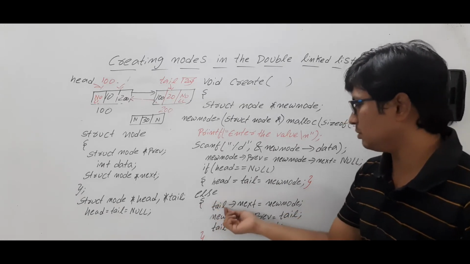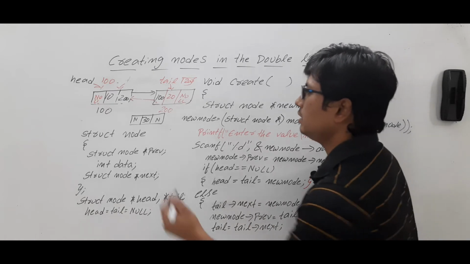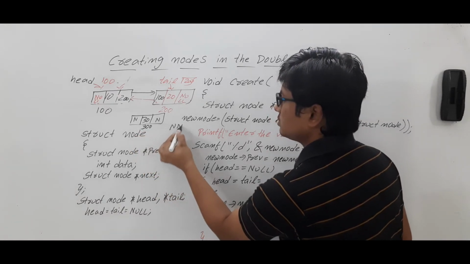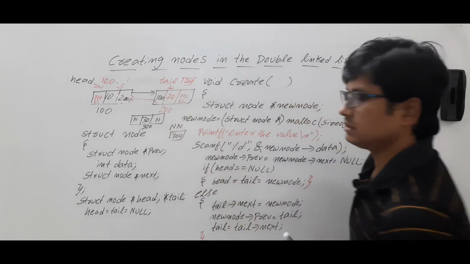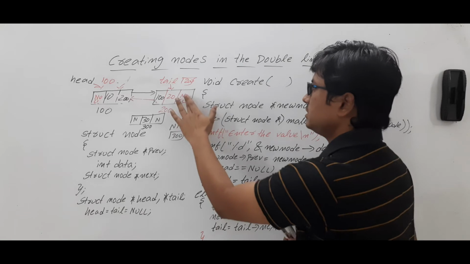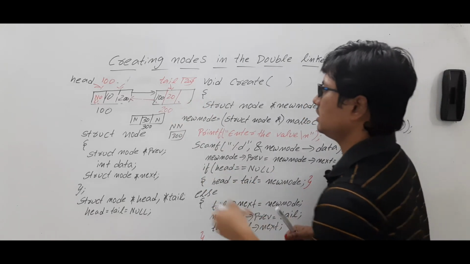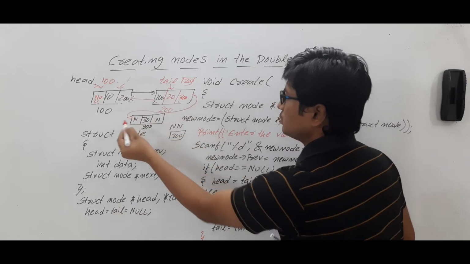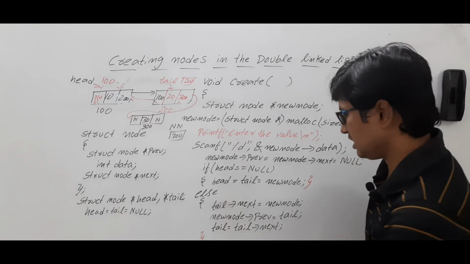Look at the statements we have written. Tail of next is equal to new node. This node's address is 300. So new node contains 300. So tail of next, in place of this null, we are writing new node, which is 300. So we have created one link from this node to this node. Okay, the forward link has been successfully created.